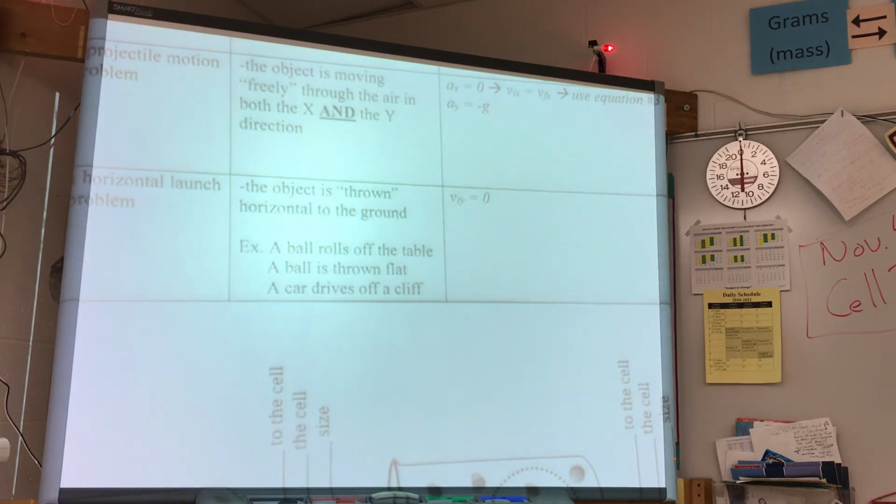If it's a horizontal launch, which is a type of projectile motion, and projectile motion is a 2D motion problem, so it goes 2D, projectile, horizontal launch. That's kind of the sequence of these. 2D projectile horizontal launch. Then we can say my initial velocity in the y direction is 0.